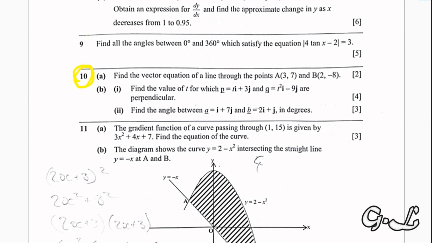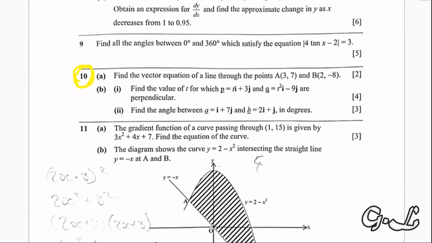Then we have part B, which has two parts: Roman numeral 1 and Roman numeral 2. Roman numeral 1 states: find the value of t for which vector p is equal to ti plus 3j and vector q is equal to t squared i minus 9j are perpendicular.